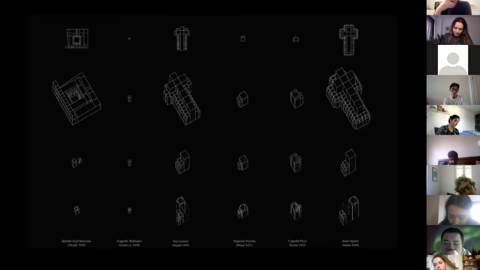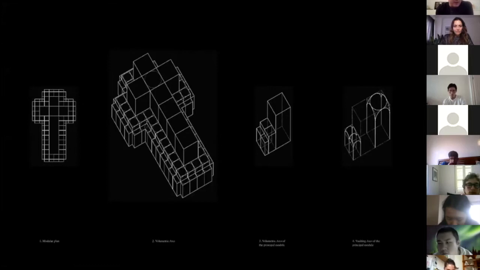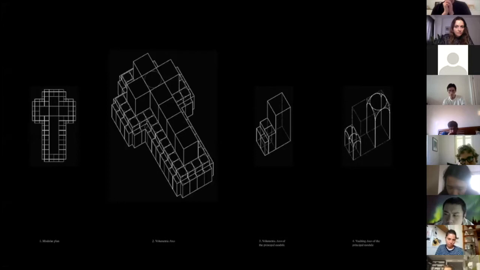So here you see a chart where individual buildings are dealt with in each column, and where each row includes a specific type of notation of a specific element in the building. To give you a more precise example, for each building, I drew a modular plan, so a plan focusing exclusively on the modular arrangement of the church, or of any building, emphasizing relations part to whole, repetitiveness, and so forth. A volumetric axo immediately after shows the building as a whole abstracted in the form of a cubic composition. A volumetric axo of the principal module, so in a way the most important and generative element, is then reproduced throughout the building.